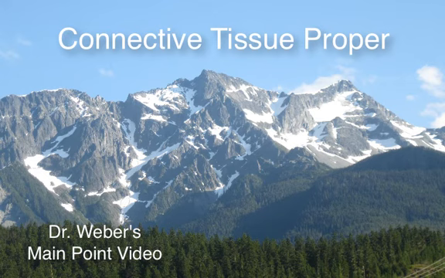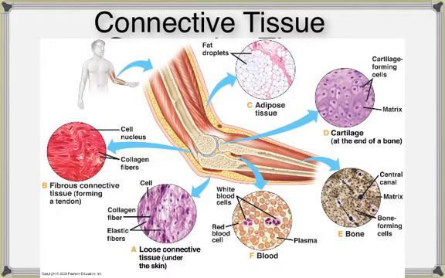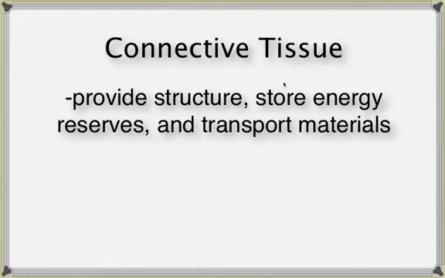Chapter 4, Connective Tissue Proper. Connective tissue is a broad category that includes tissues like bone, fat, and blood, as well as tissues that connect the top layer of the skin, or epithelium, to the rest of the body. These tissues provide structure, store energy reserves, and transport materials throughout the body.